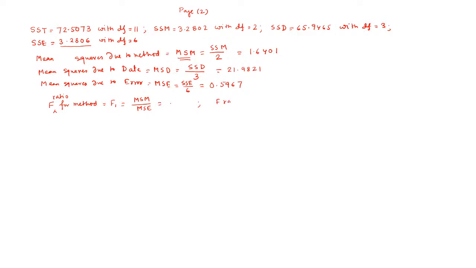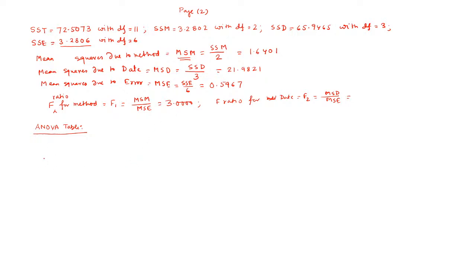What about F2? The F ratio for date, I denote this by F2, which is MSD by MSE. Now we construct the ANOVA table. F1 is 3, only 3. If you write 3.00, that means we rounded it up to 4 decimal places.